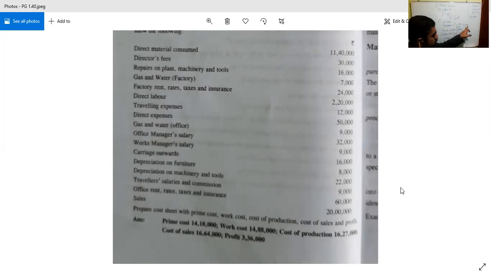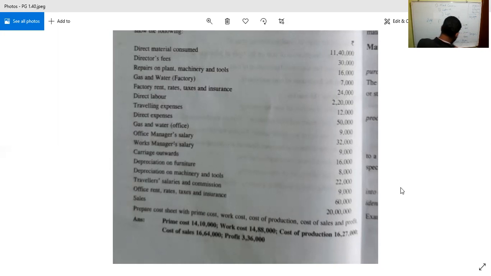Repairs on plant and machinery and tools 16,000. Gas and water factory 7,000. Factory rent, rates and taxes and insurance 24,000. Work manager's salary, instead of 32,000, it is 9,000. I wrongly wrote this because of a confusion there. So this 9,000, and depreciation on machinery and tools, because machinery is used in the factory. So 78,000 you need to add along with this.